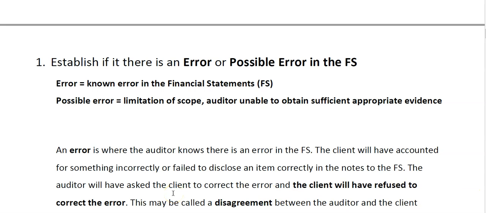The auditor will prepare a series of uncorrected misstatements, give that to the client, and expect the audit client to correct the misstatements. If the client refuses to correct the error, then we've got an error in the financial statements, and the auditor has to determine whether that error is big enough to affect the decision of a user of this set of accounts. This is sometimes called a disagreement between the auditor and the client. It's a disagreement over an error.